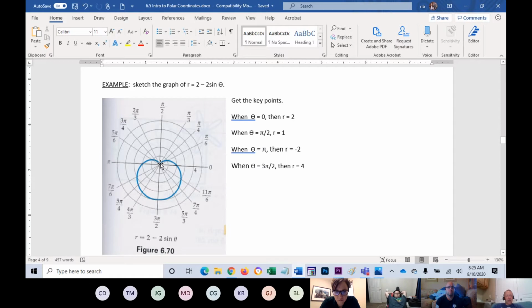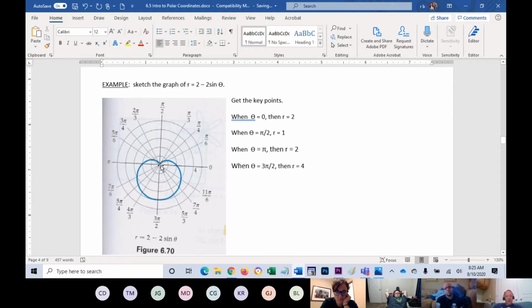And it's funny because we're saying 4, but actually, I said that wrong. I did the 3 pi halves. Sine of 3 pi halves is -1. -1 times -2 is +2. And so at 3 pi halves, we're going to go out 4 units here. And then sine of pi is 0, so 2 minus 0 is 2. It looks like -2, but we're going out pi units and we're going out 2.